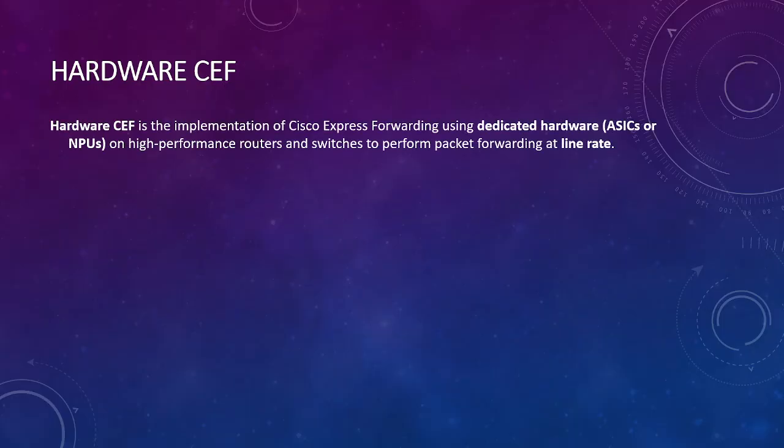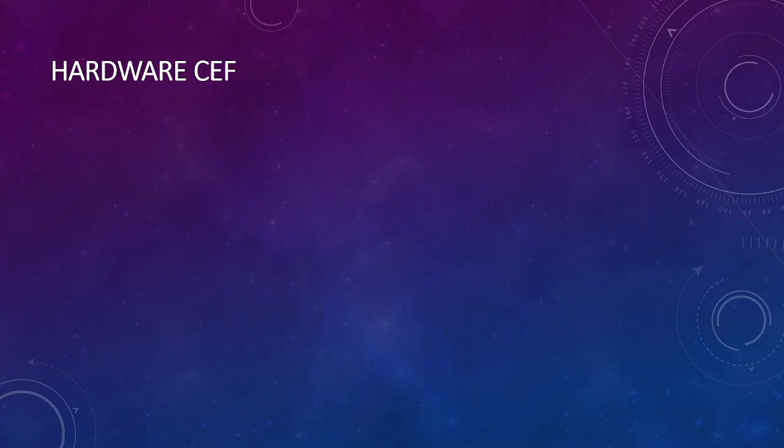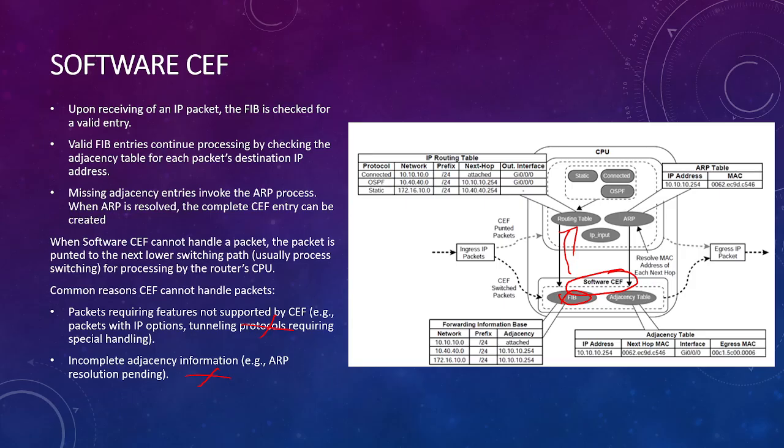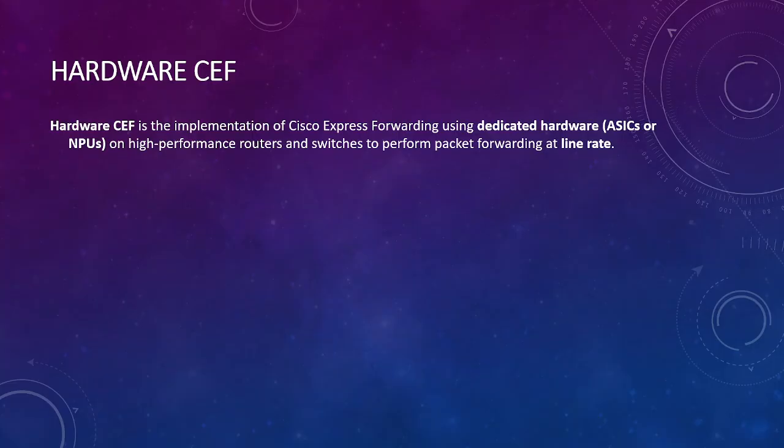Next is hardware CEF. Hardware CEF is the implementation of Cisco Express Forwarding using dedicated hardware. Whatever we discussed in the previous chapters is software CEF, handled by CEF in software only, not in hardware. So now we have one more method called hardware CEF. We have special hardware that will handle CEF, and that's what we call hardware CEF.